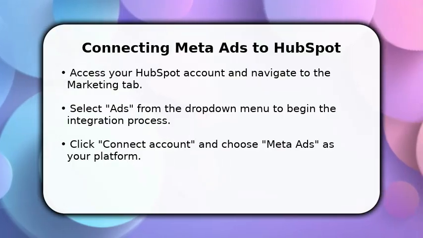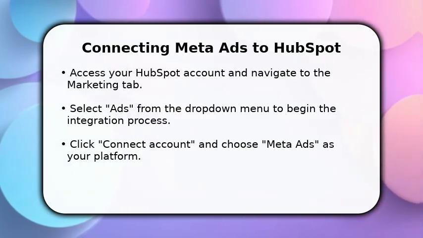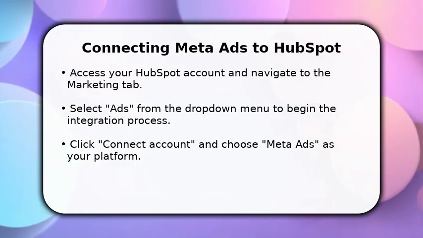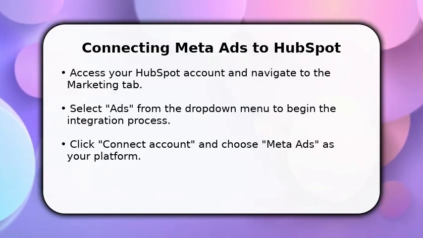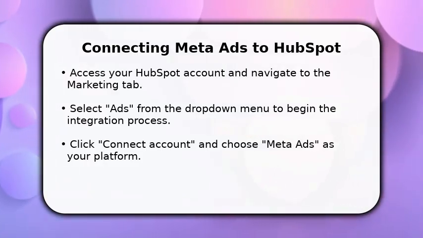In this video, I will explain how to connect Meta ads with HubSpot. First, log into your HubSpot account and locate the Marketing tab in the main navigation. From there, select Ads to access the advertising tools. You'll then see an option to connect an ad account. Choose Meta Ads from the available platforms to initiate the connection.